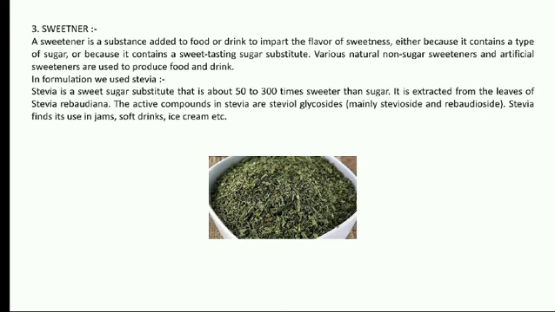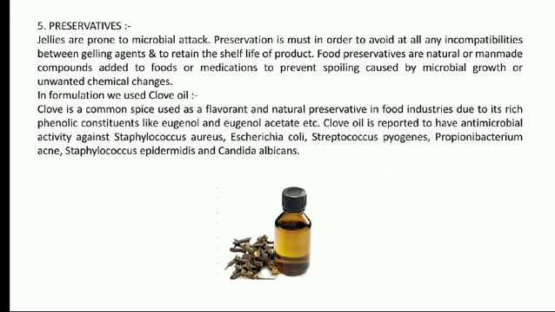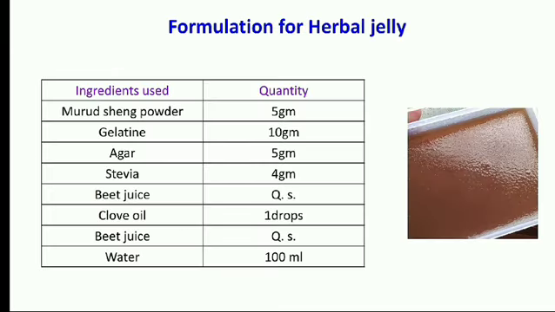Sweetener is added to impart flavor to the formulation so that it can mask the bitter taste of the API. We use stevia as a sugar substitute, which is about 50 to 300 times sweeter than normal sugar. Coloring agent is used to give appearance to the dosage form. We use the beetroot juice here. Jellies are more prone to microbial attack, so to prevent the microbial attack and increase its shelf life, we use a preservative. Here we used clove oil. Here is the formulation table we used for making herbal jelly.